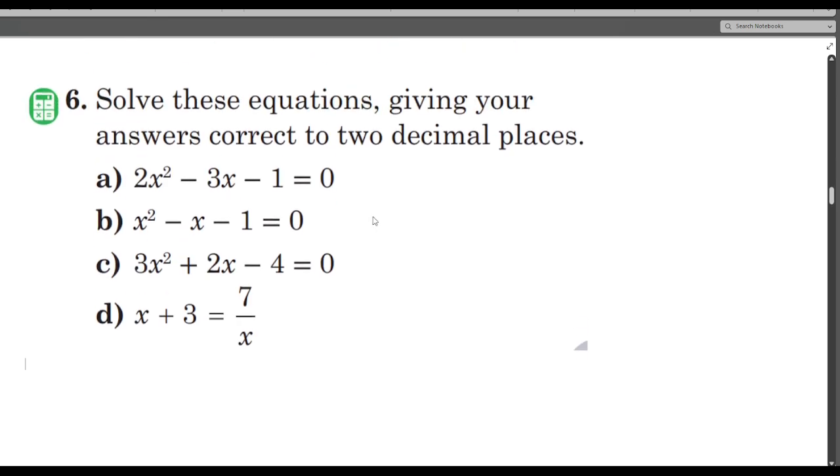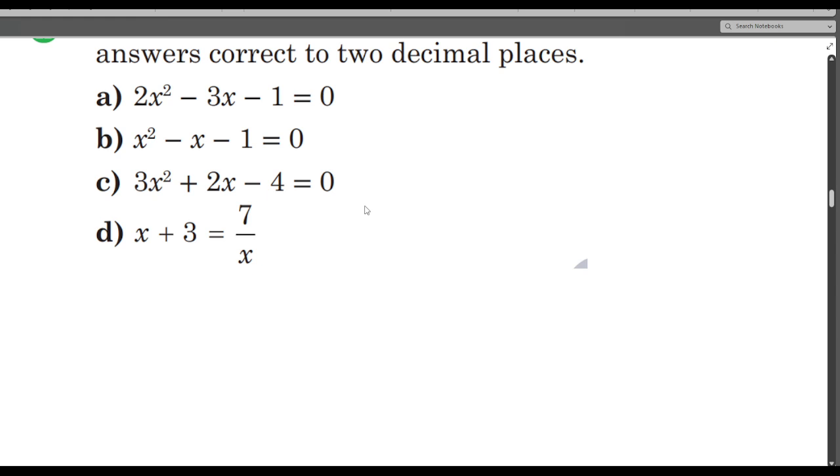So question number 6, now here, solve the equations giving your answers correct to 2 decimal places. So maybe you need a calculator over here. Okay, so calculator, that means we will basically use the formula method. So the first problem is 2x square minus 3x minus 1 is equal to 0.